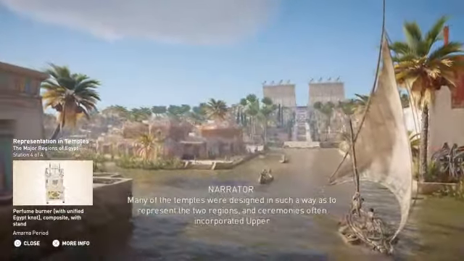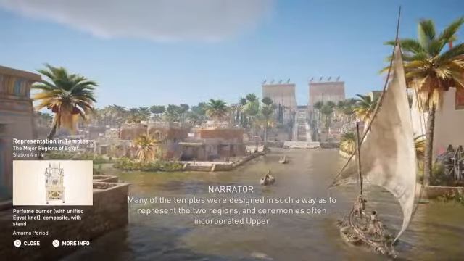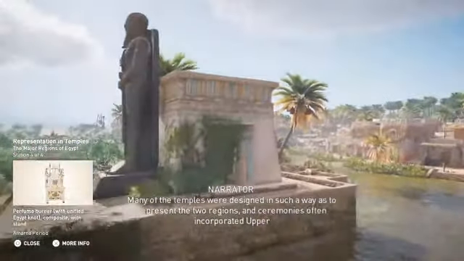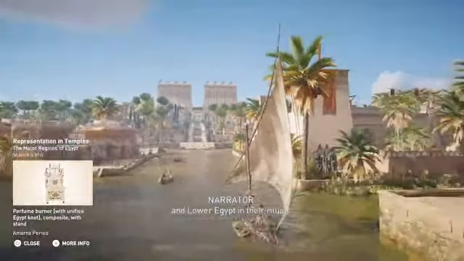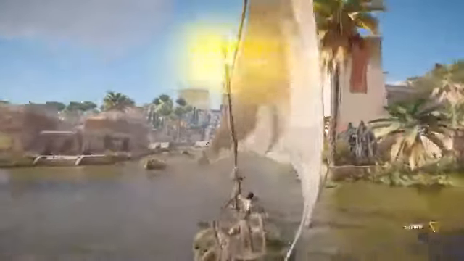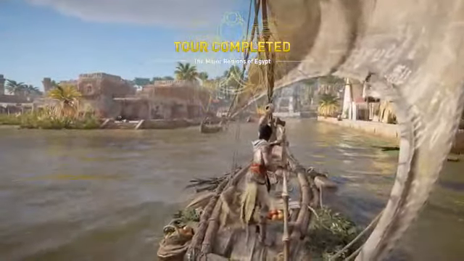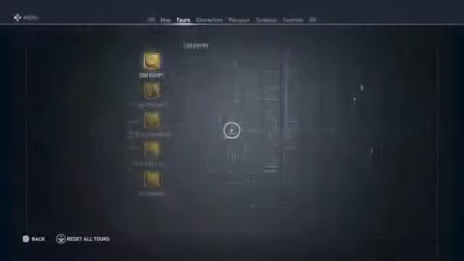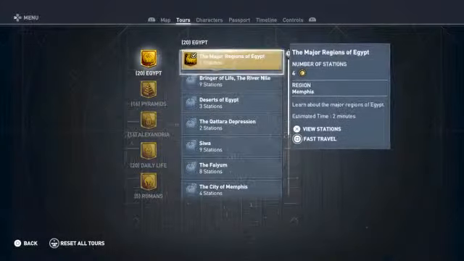Many of the temples were designed in such a way as to represent the two regions, and ceremonies often incorporated Upper and Lower Egypt in their rituals. And there you see that. Some major regions of Egypt completed.